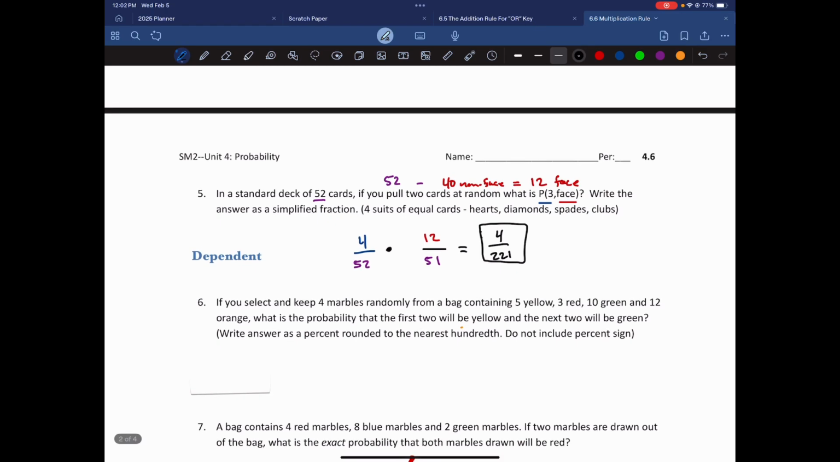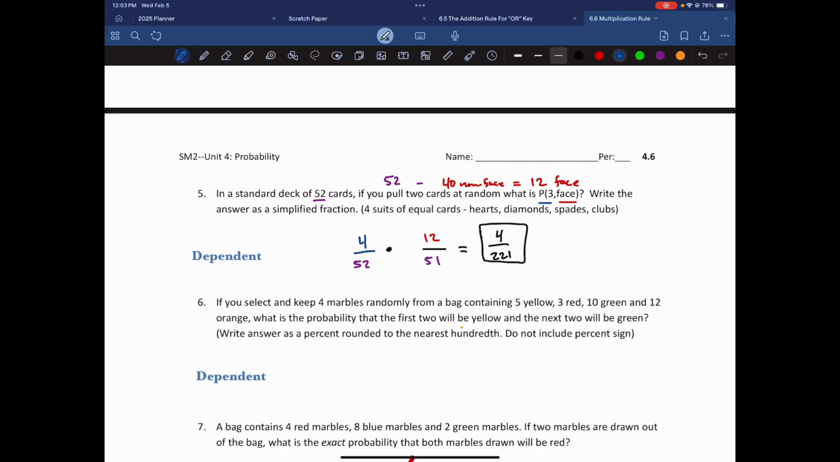Example 6: if you select and keep 4 marbles randomly from a bag containing 5 yellow, 3 red, 10 green, and 12 orange, what is the probability that the first 2 will be yellow and the next 2 will be green? So am I independent or dependent here? I'm pulling 4 marbles out of the bag, and it never says I'm putting them back in the bag. So again, I'm going to be dependent.